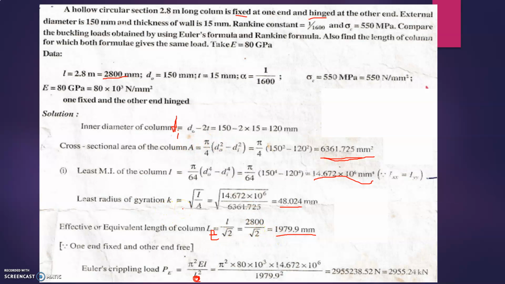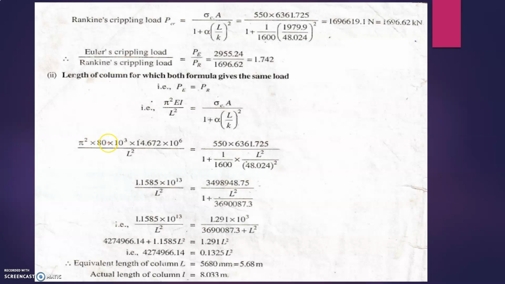So this way you can calculate Euler's crippling load. So next step, you have to find the Rankine's crippling load. What is Rankine's crippling load? The formula is P Rankine is equal to sigma C into A divided by 1 plus alpha into L divided by K whole square. This L is always L effective.